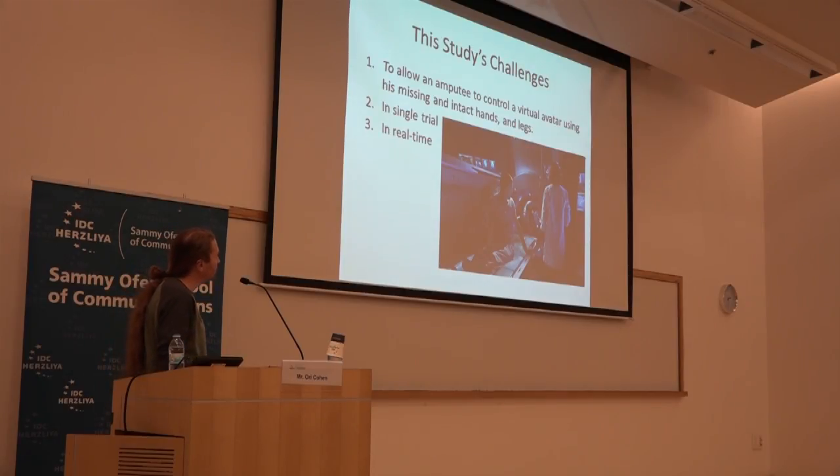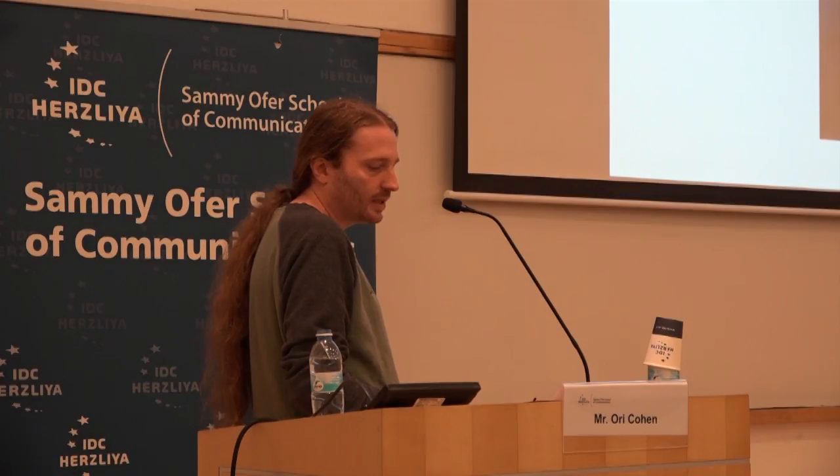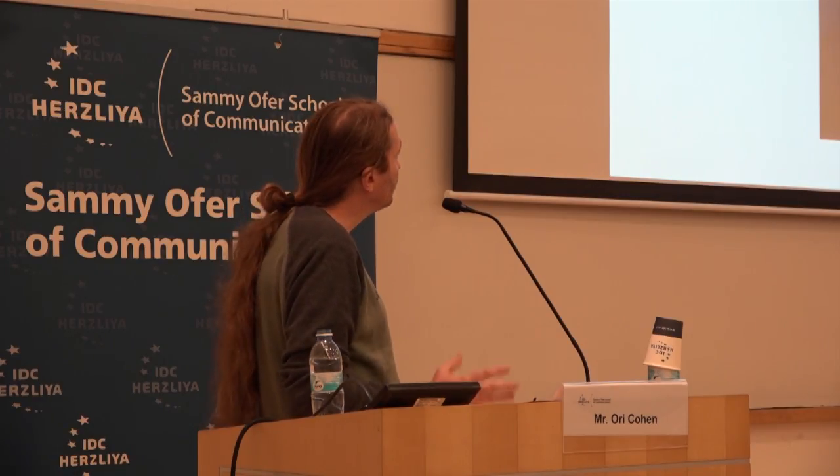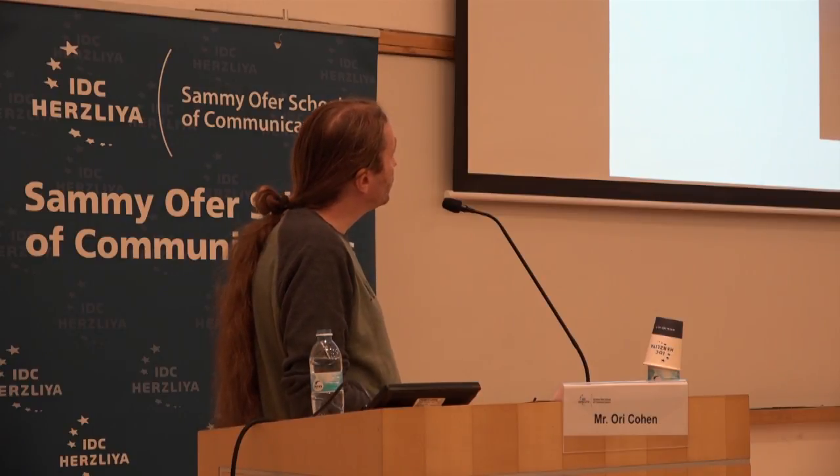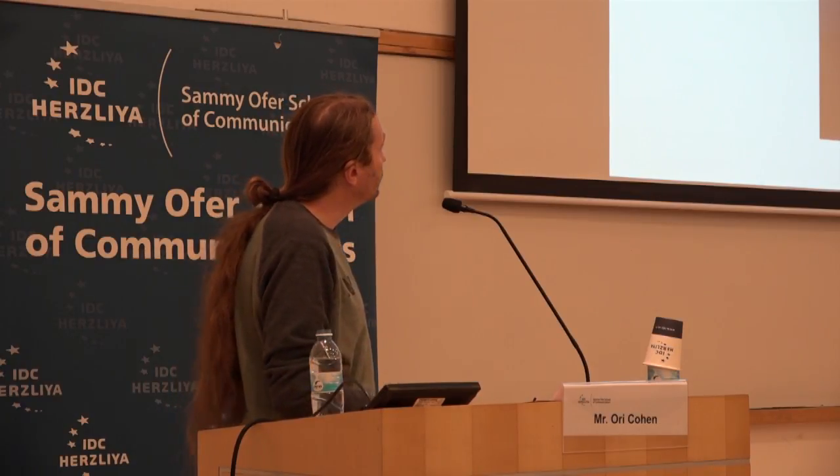When we first wanted to do the study, we didn't really know what we were going to see in the brain of amputees. We wanted to allow a group of amputees to control a virtual avatar using their missing hand and intact hands, and of course their legs, for the purpose of controlling a virtual avatar in a virtual environment. We wanted to do it in a single trial scenario and in real time.